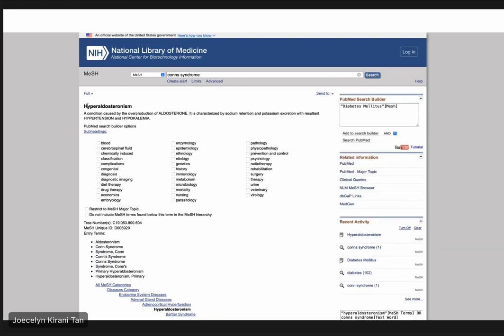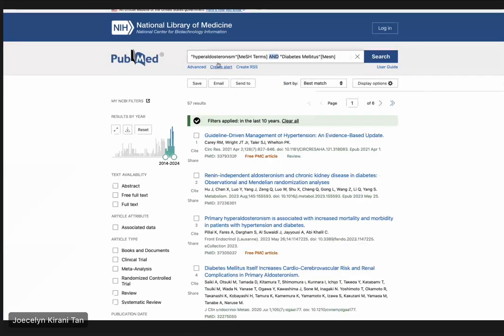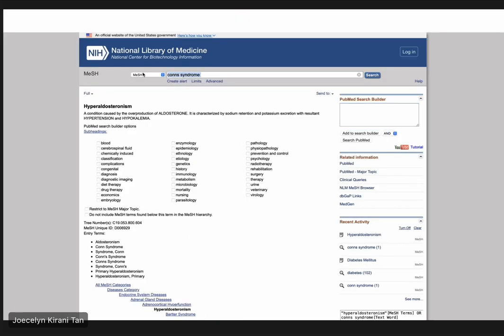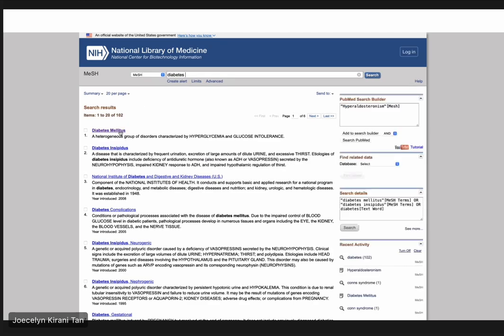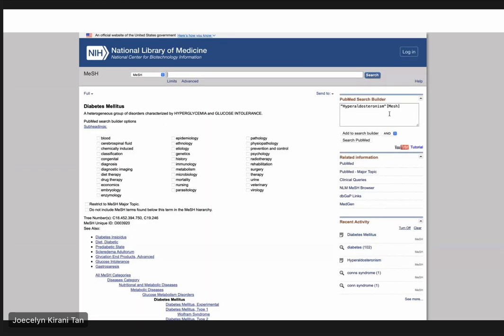A pop-in will say, is this what you're looking for? Yes, exactly. So I'm going to click add to the search builder. I will cut this and paste it into the search box. And I will look at diabetes now. So I search diabetes, and I want to look at diabetes mellitus. And this is the explanation. It's exactly what I'm looking for. Add to the search builder.